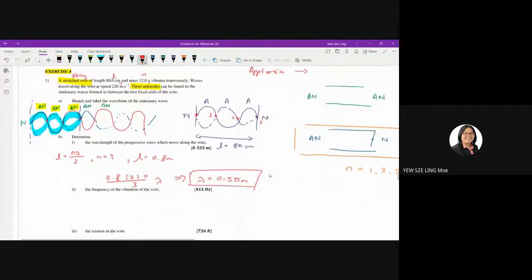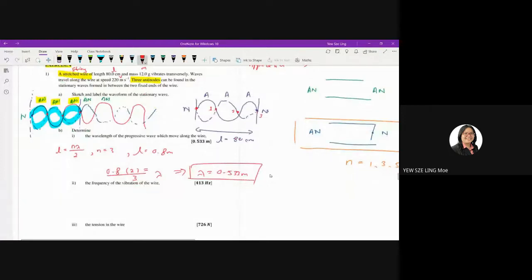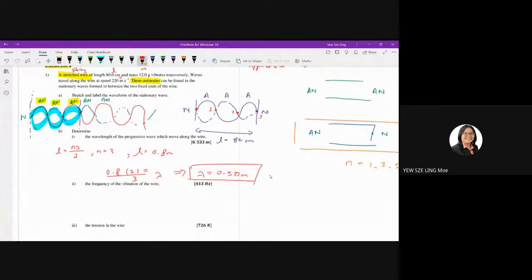So the first things that you need to know when it comes to applications of stationary waves: first, sketch the diagram, and then you have to know the relationship between L and lambda. Once you know these two things, it should be easy for you to solve any question in 10.4.